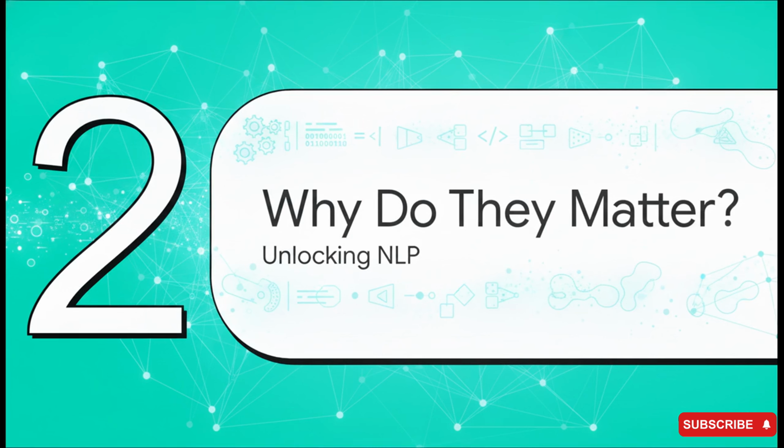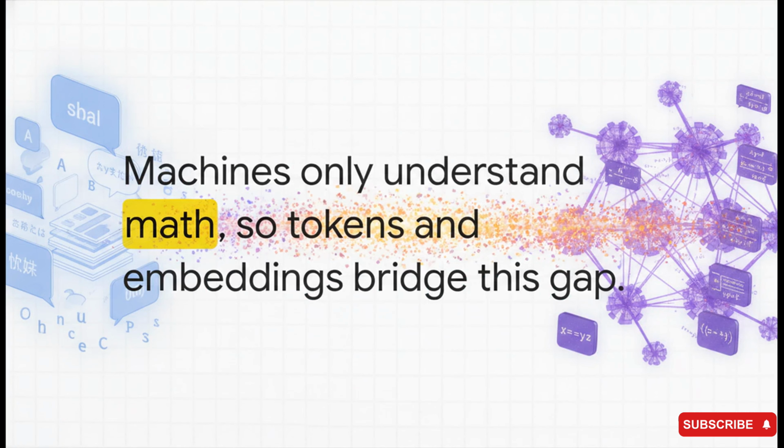Moving right along to section 2, why do they matter? Let's talk about unlocking natural language processing. So the absolutely crucial point here is that machines only understand math, period. If you're dealing with any natural language processing task, your input is text, but a machine learning model simply can't process it until it's a number. Without these vector representations, AI models would completely struggle to understand the meaning, the context, and the actual intent behind human language. They'd basically be blind to the meaning of our words.